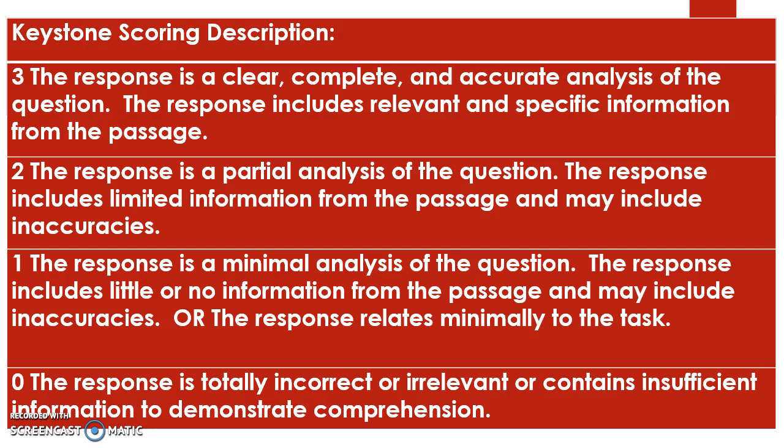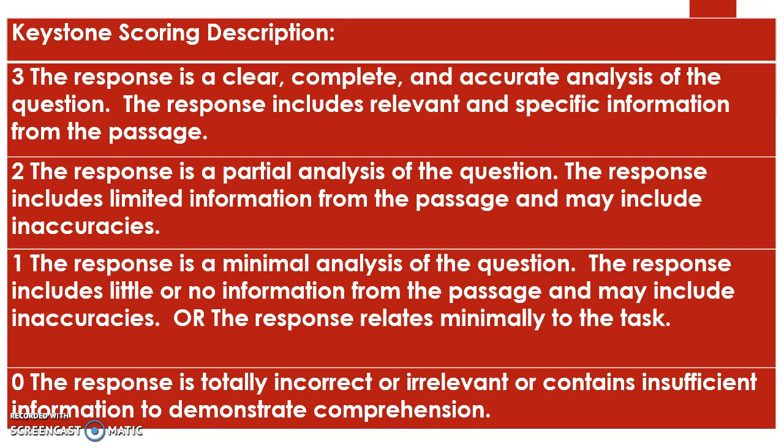This is a response that's a clear, complete, and accurate analysis of the question. The response includes relevant and specific information from the passage. Anytime that you deviate a little bit from having a clear, complete, and accurate analysis, then you start to lose points. So the next highest score you can get is a 2. This is when the response is only a partial analysis of the question. It includes limited information from the passage and may include inaccuracies. So maybe there's some misreading a little bit, something you didn't quite understand from the text. Maybe you didn't answer all parts of the prompt, or maybe you didn't use enough examples to support your answer.